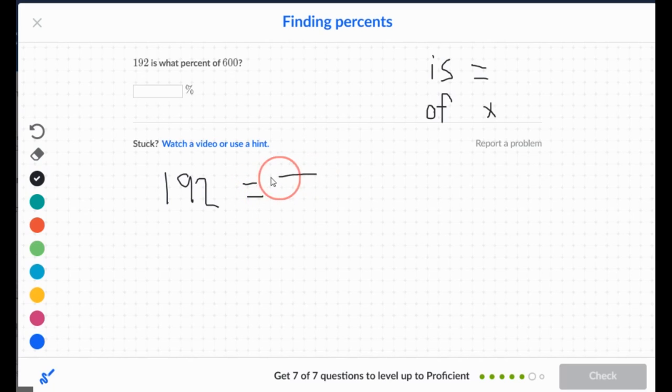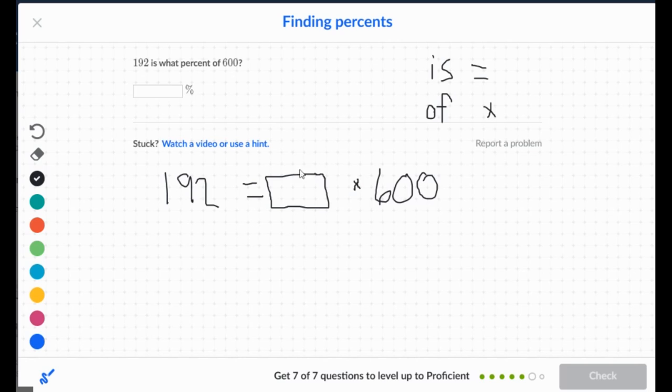What percent? That's something that I don't know. Again, this box will turn into a letter later on in the year, but right now we're using a box as my variable or my unknown number, multiplied by, and I'm doing a tiny multiplication sign because if you do a big one, it looks like a variable, 600. And so we just have to figure this out. So we've got my part and we have my whole.